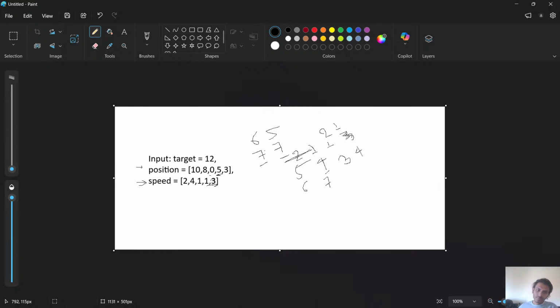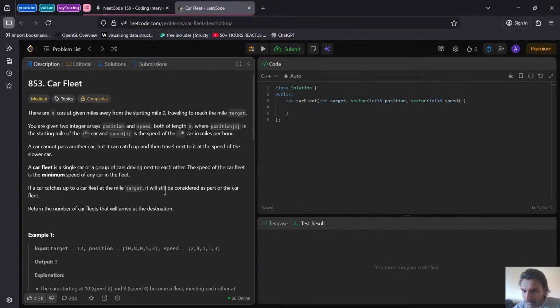As you see, for 3 we surpass it by moving past it, by moving 1, 2, then 3. So it's already 3, then it becomes 4. So should this be a fleet? That's the problem. If a car catches up to a fleet at the mile target, it will be considered part of the fleet.